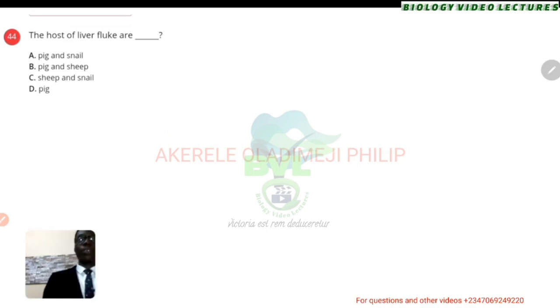The host of the liver fluke should be, okay, in the life cycle, there's a stage whereby it stays in the sheep and in the river snail. So the answer is C. It stays in the sheep and also in the snail, so to say. That's where some people contract it, because the snail, when people go to swim around such water.